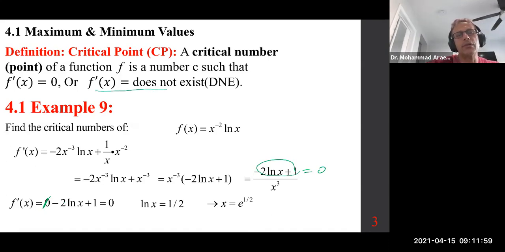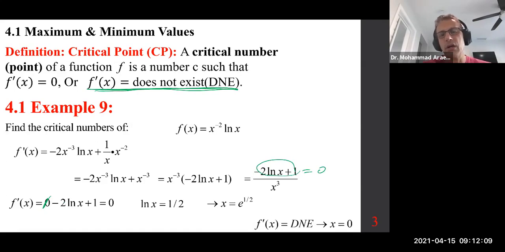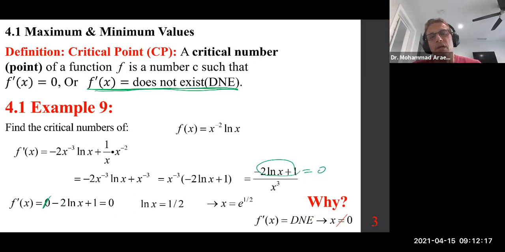The second part, f prime doesn't exist. We're going to look at this part. f prime doesn't exist in a fractional expression when the denominator is 0. So f prime doesn't exist only when x cubed is 0 and x becomes 0. However, that's not acceptable. Why is that? Because it's not in the domain, when you look at f of x, everybody?